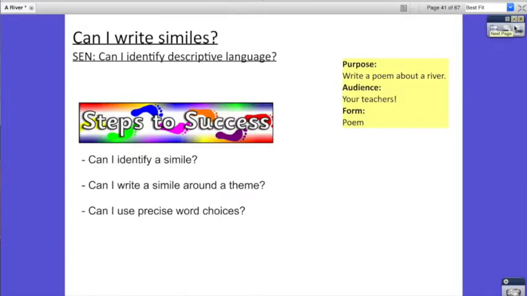Now, this week we are writing a poem about a river. We're going to use the work that we did last week in reading when we looked at A River by Valerie Bloom, and we'll come back to that in a minute. You're going to be writing a poem for your teachers, and you're hopefully going to be recording that at the end of the week so we can see it. But today, in order to write a poem, we need to think about similes and descriptive language.